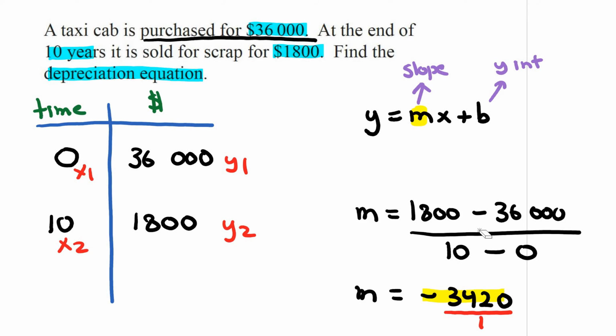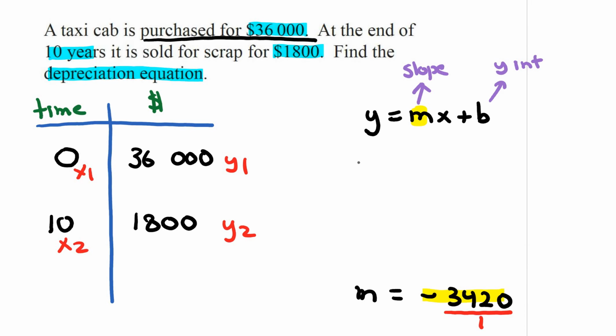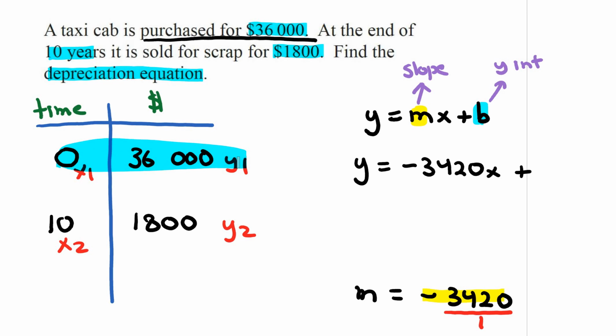Let's go back to our equation here. That means I have y equals negative 3,420x plus, now what is the y-intercept? Well, the y-intercept happens whenever the x value is 0. So here's your y-intercept right here. It's actually going to be $36,000.